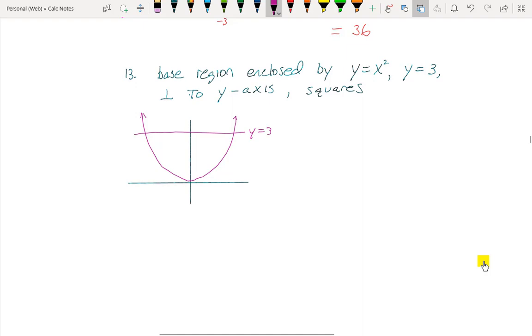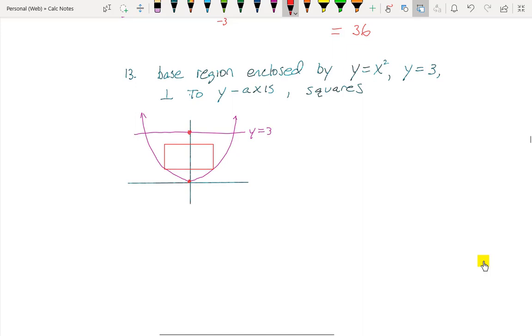We're perpendicular to the y-axis and we're doing squares. So our squares are going to be perpendicular to the y-axis, just like this. I know that's not a square, but we know it's a square. Now we need to know our limits of integration. Since we're perpendicular to the y-axis, it's going to go from 0 to 3. So we've got our limits for integration.